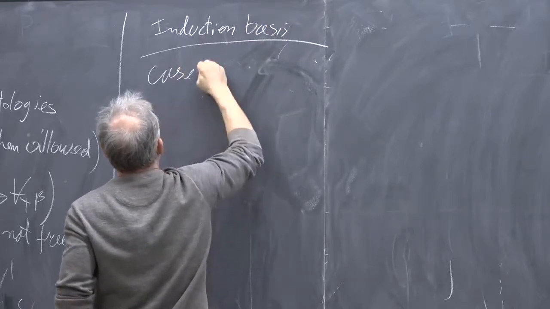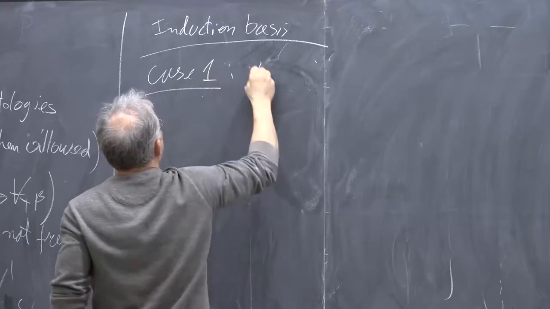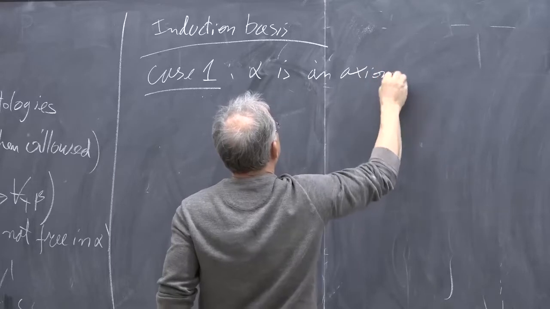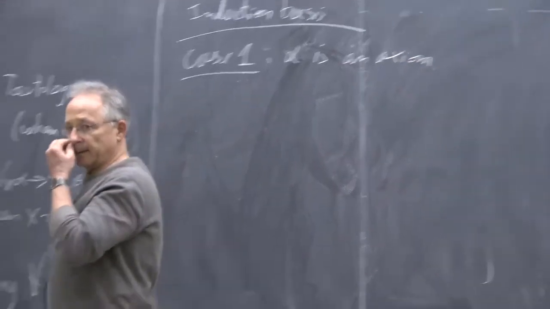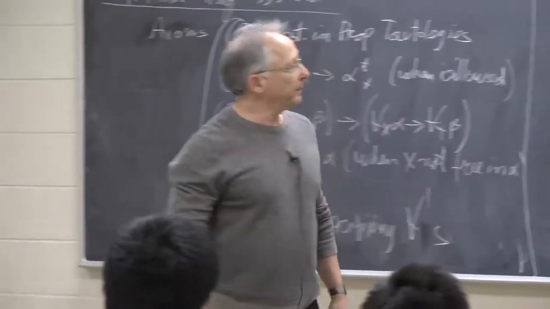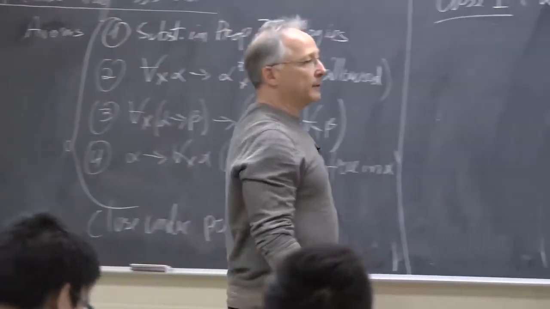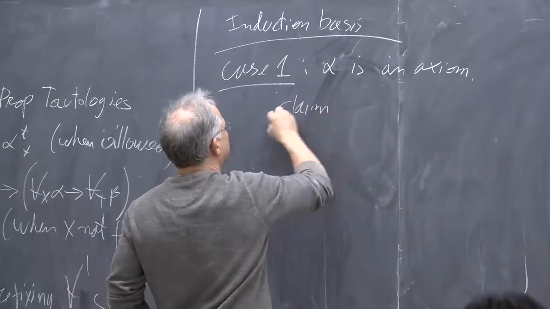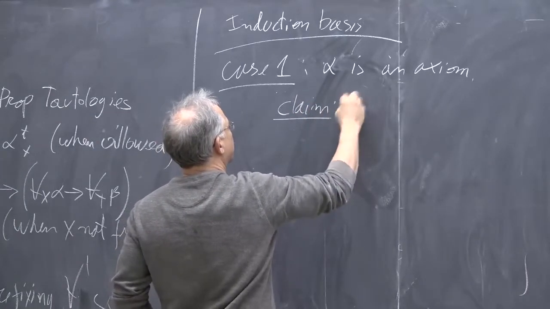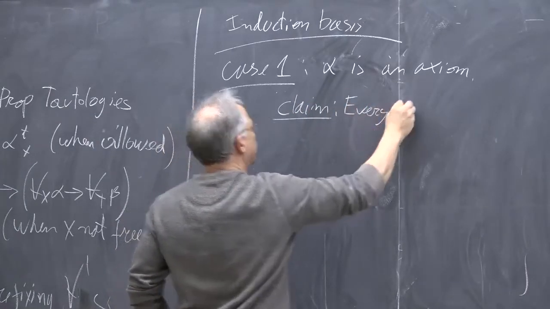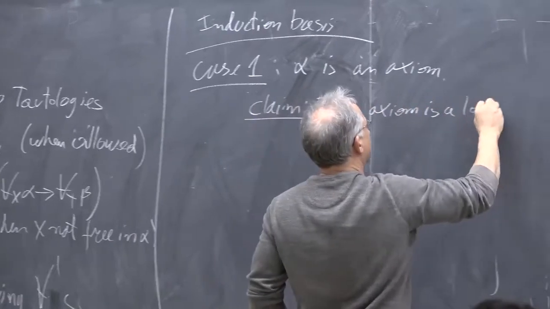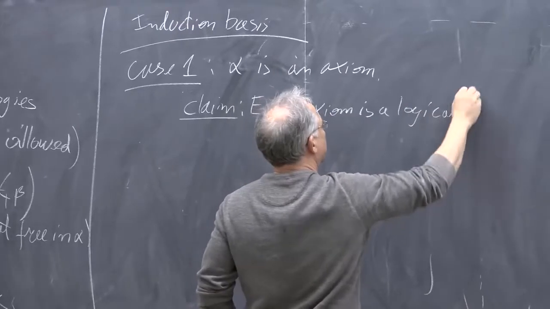Case 1, alpha is an axiom. So I claim that we have here a subclaim. Every axiom is a logical truth.